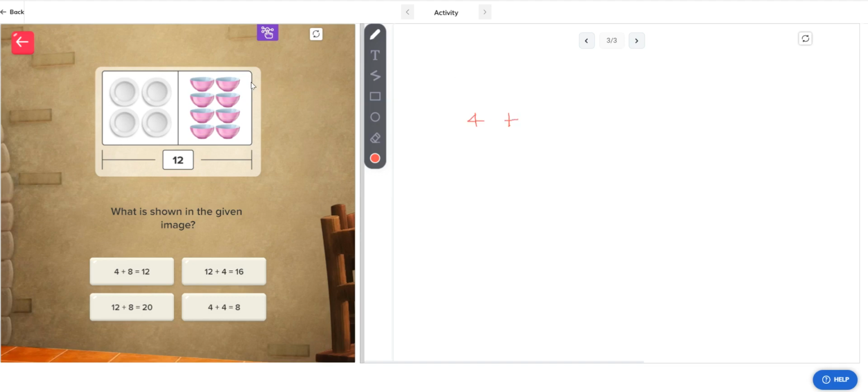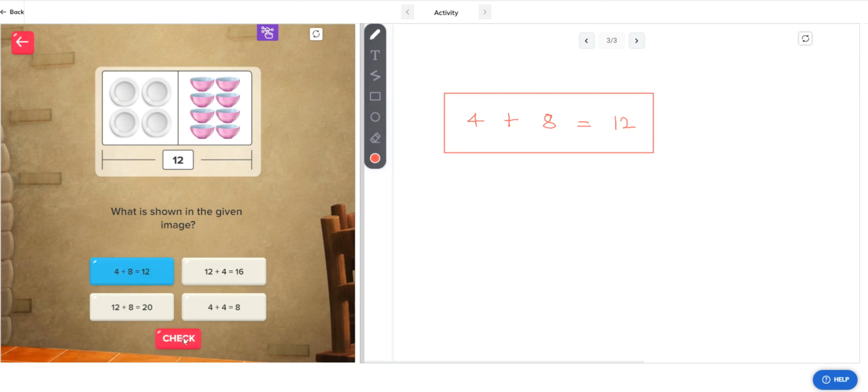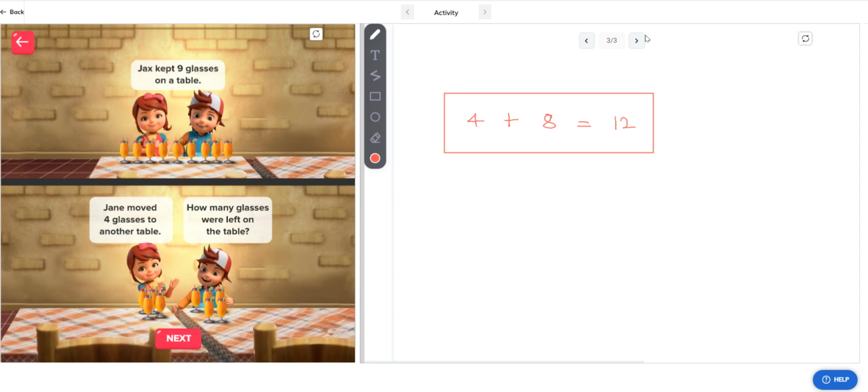Plus how many cups or bowls do I see? 1, 2, 3, 4, 5, 6, 7 and 8, correct? So 4 plus 8. What is the total? The total is given to me as 12. So which option amongst the given options will I select? Right there, correct? 4 plus 8 equals 12. Amazingly done. Let's move on.